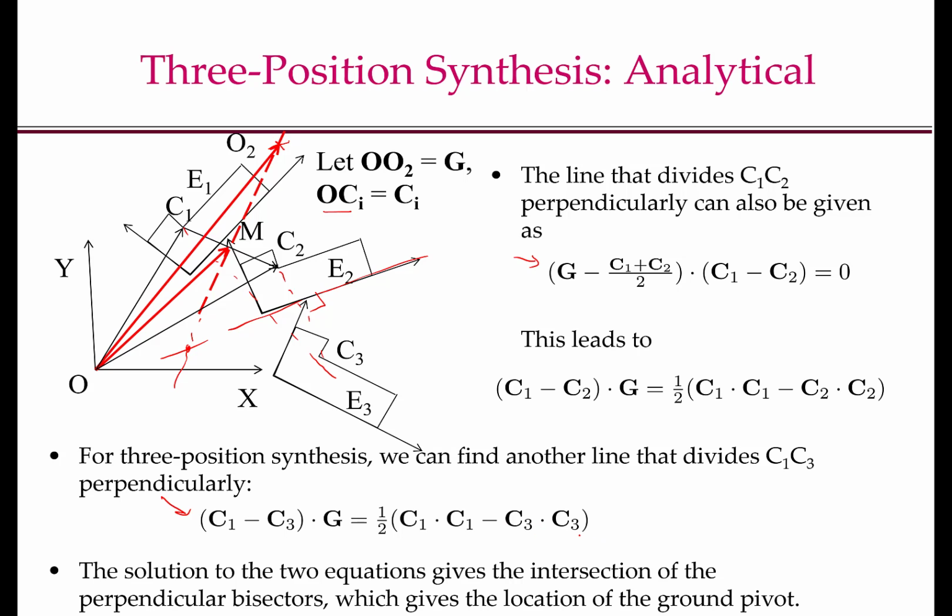So what we have is two equations in two unknowns. G is the position of the fixed pivot, so it will have two unknown coordinates. In Cartesian form, the coordinates will be gx, gy. In polar form, it will be the magnitude of the vector g and the angle the vector makes with the x-axis. So we'll now see how to solve equations of this form for g.